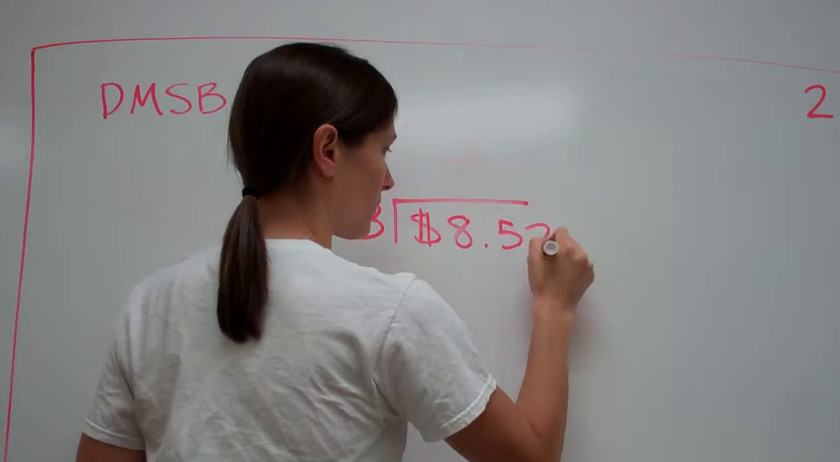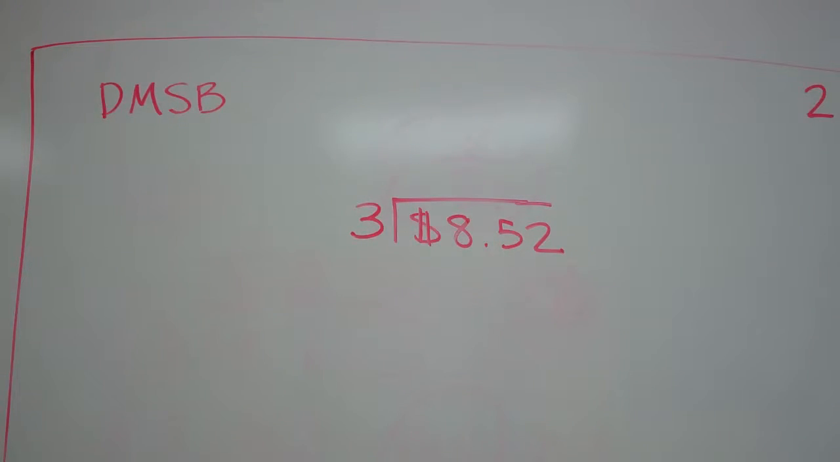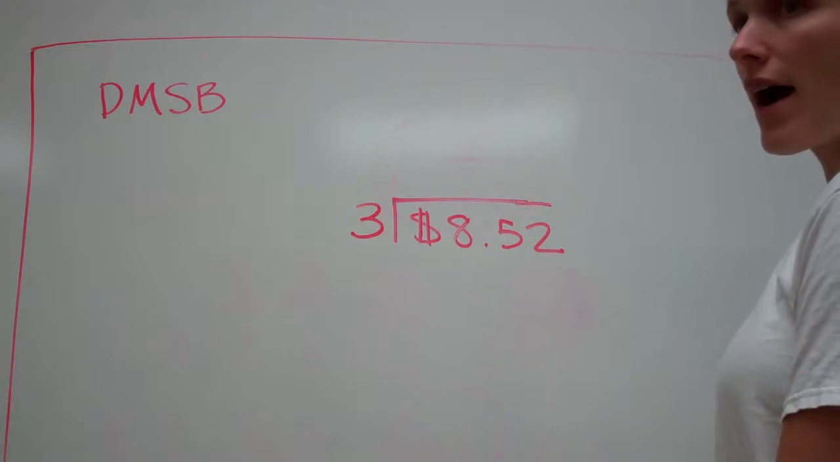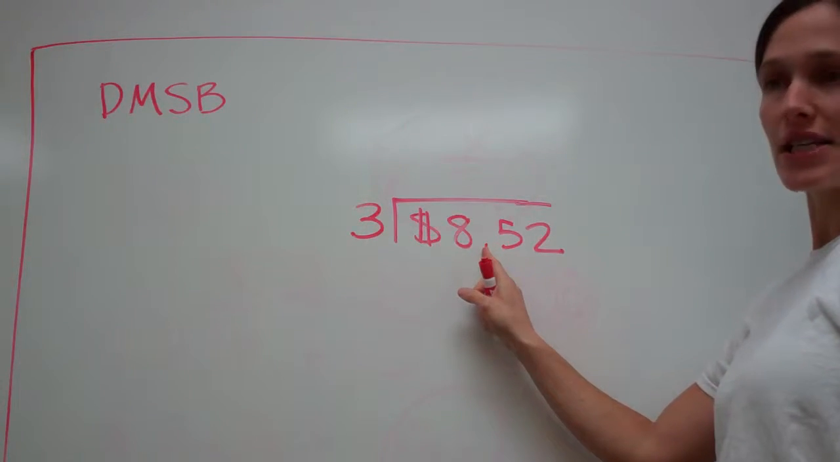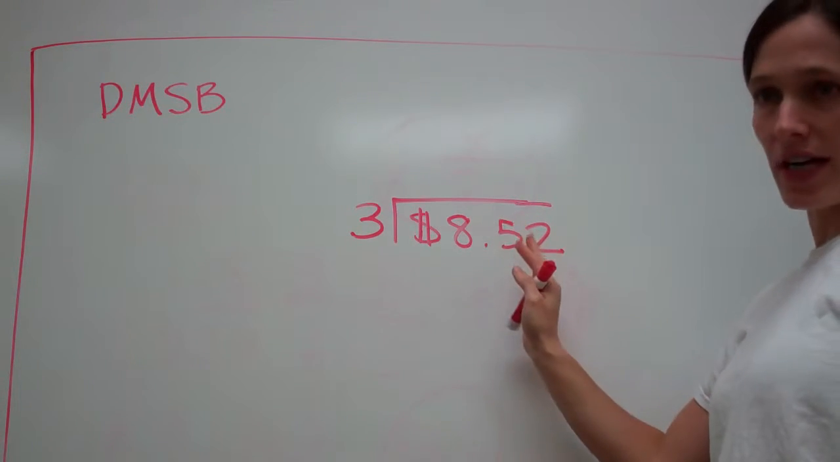$8.52 divided by 3. First, I'm going to show you, and then I'll let you do it in a minute. When you're doing this problem, we're going to pretend like the decimal is not here right now. We don't need the decimal until at the very end.